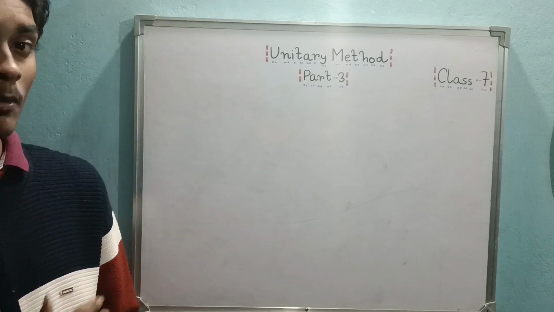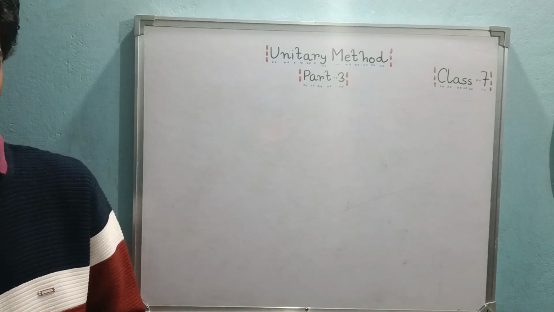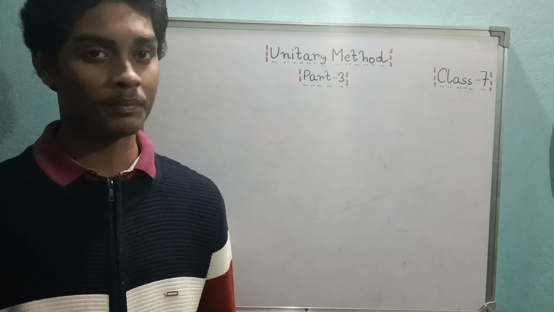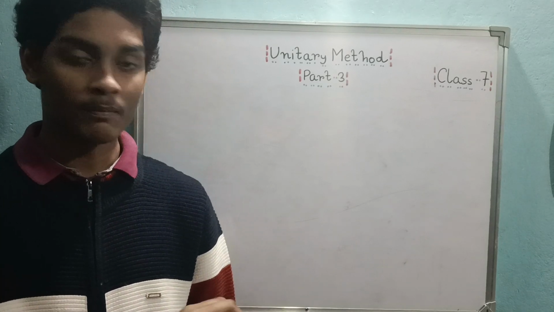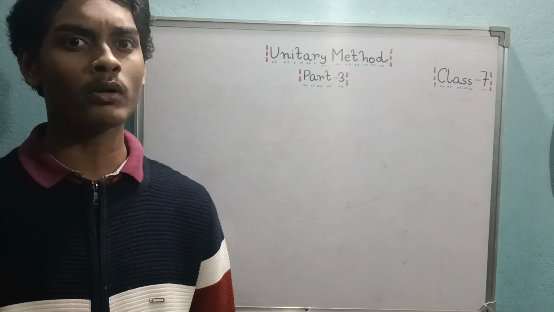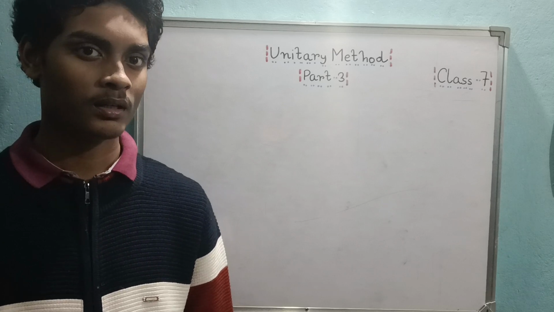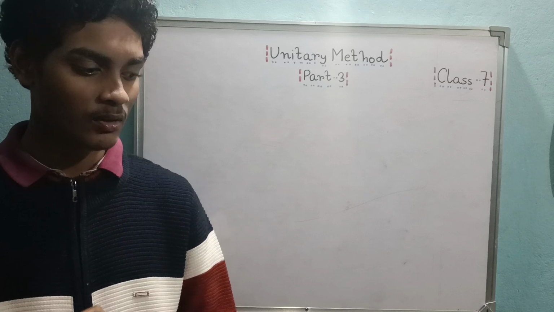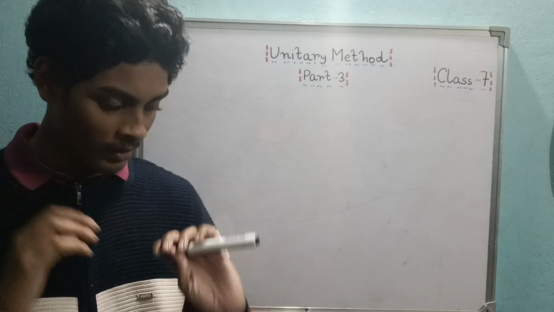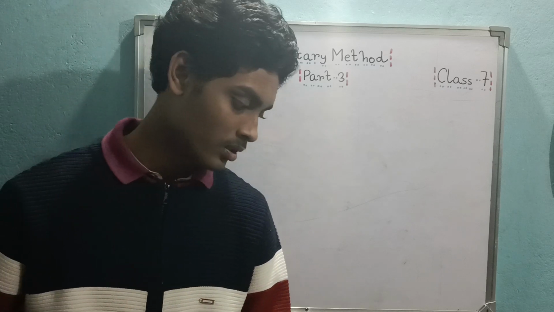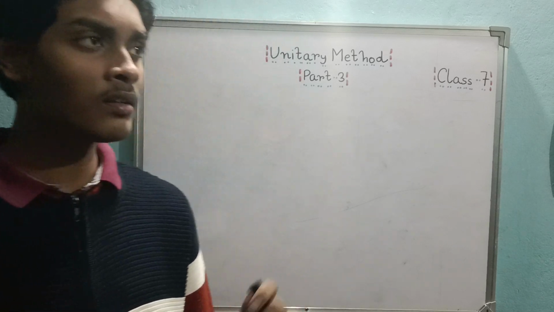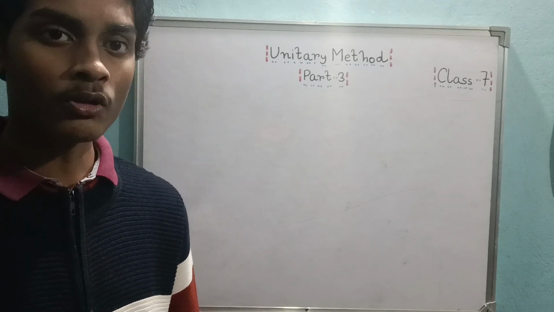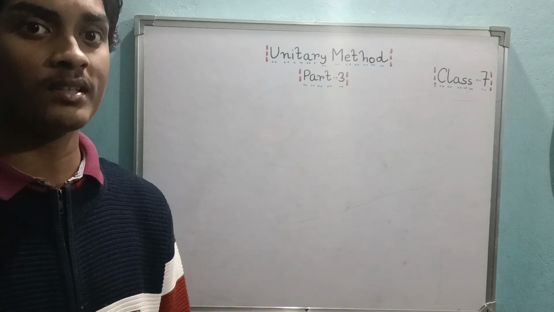So as you can see, today we are back with the hardest part of unitary method for class 7. I told you in the previous two videos, part 1 and part 2, that we completed only 40% of the chapter. In this last part, part 3, we are going to learn the most important part of this chapter. One of the largest parts of unitary method is work and time. So today we are going to do all the sums based on work and time.